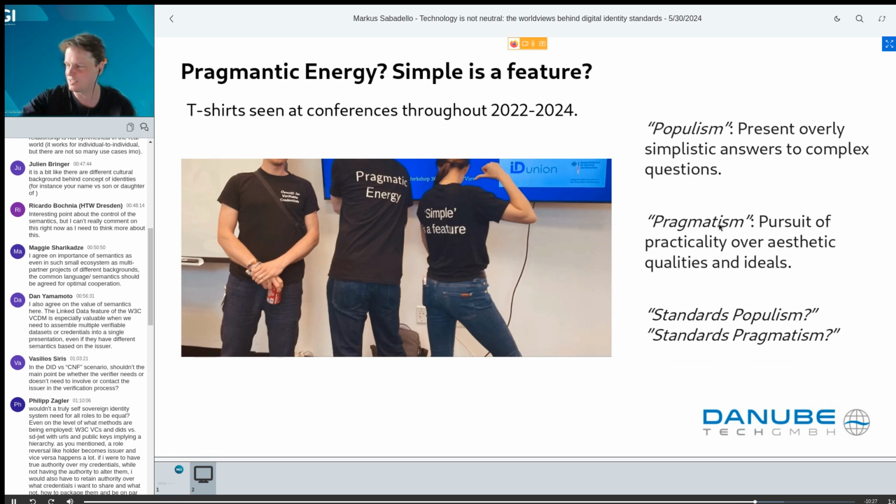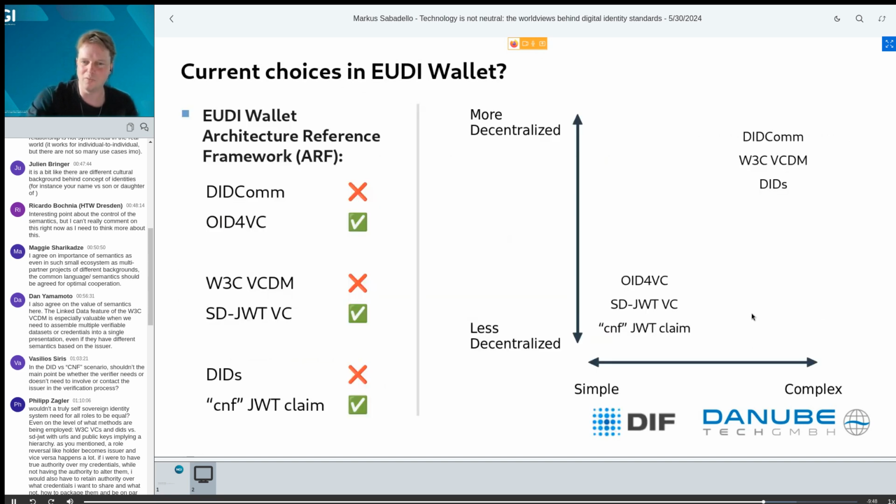Somewhere outside the digital identity community, in general European politics, populism is an important political mechanism that's maybe getting stronger in a lot of countries. Populism means to present overly simplistic answers to complex questions. So I wonder, and this is maybe the most provocative, controversial thing I will say in this talk, if we could speak of something like standards pragmatism or even standards populism. Going back one slide, if we see choices being made for things that are simpler, but less about decentralization, less about open world models, less about self-sovereign identity.